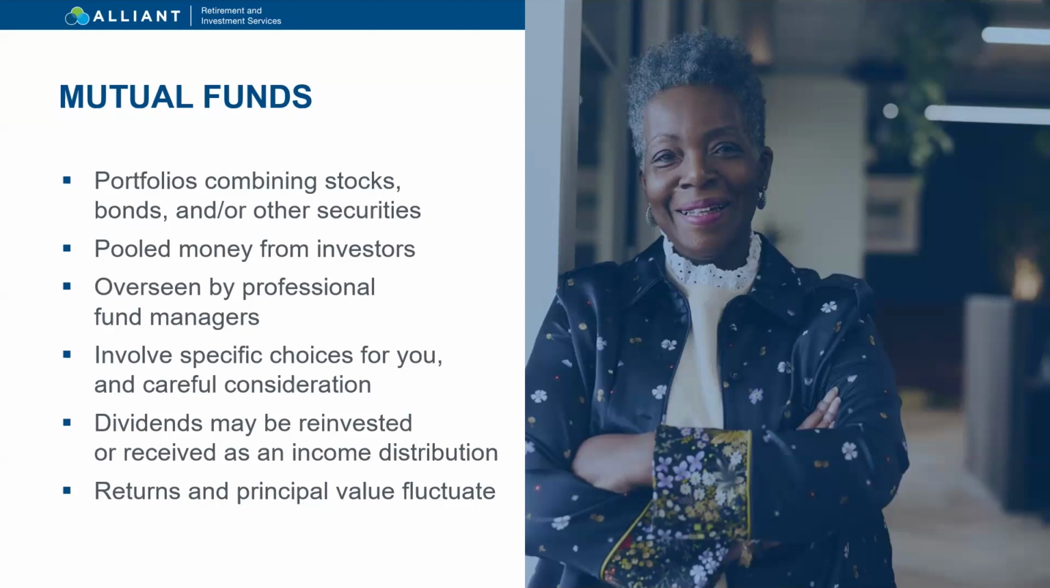Mutual funds are overseen by professional fund managers. They're making the decisions of which stocks or bonds to buy or sell. But there are specific choices that you can take a look at, again, depending on your risk tolerance. Generally, you can have the dividends that the investments spin off reinvested into more shares, or you could also have them sent to you as an income distribution. And certainly, the returns can be up and down, and it can impact your principal. It's going to fluctuate, just like the chart we saw on the previous page.